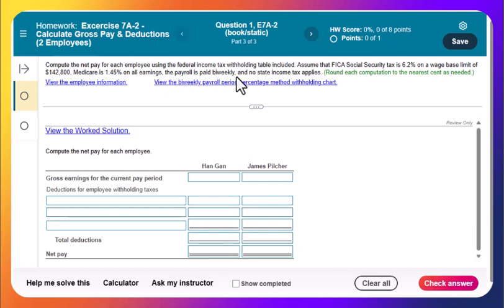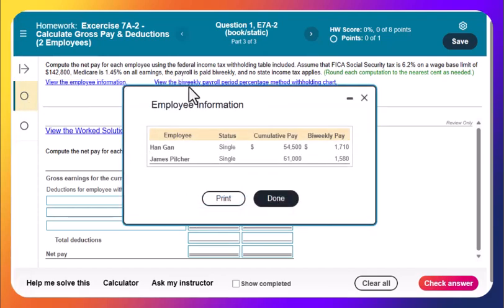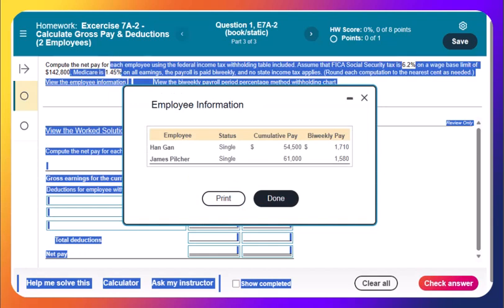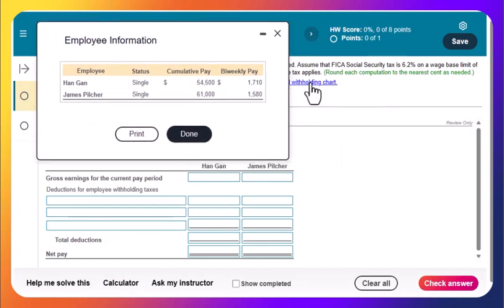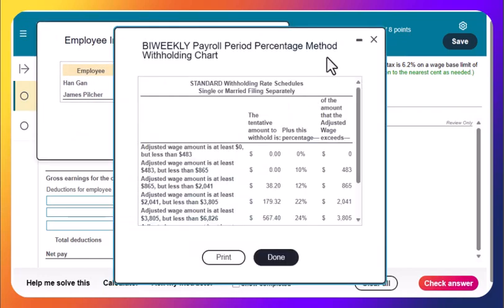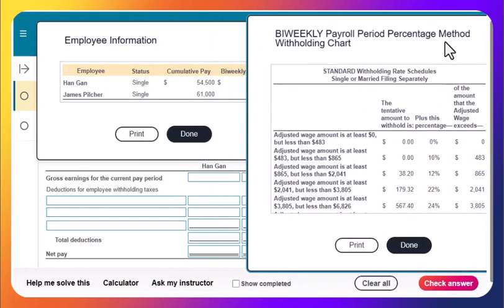The payroll is paid biweekly and no state income tax applies. Round each computation to the nearest cent as needed. So I'm going to go ahead and pop open the employee information here, and then the table here included. And notice it does say biweekly and single, both of which our employees here are.